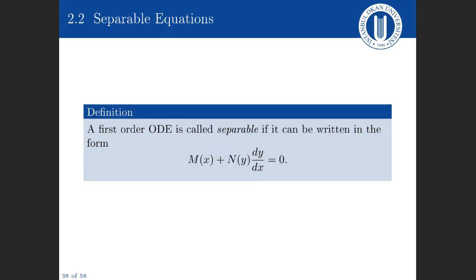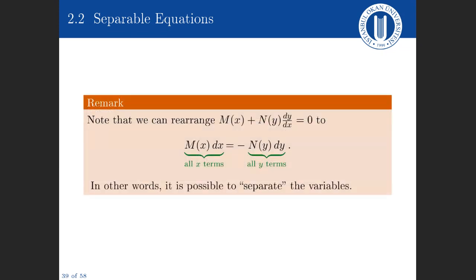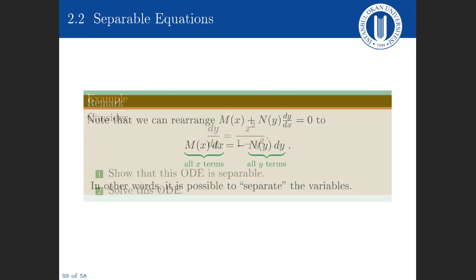This is a separable equation. The first order equation is called separable if we can rearrange it and write it in the form M(x) plus N(y) dy/dx equal to 0. If we can do this, then we can rearrange further to move all of the x terms to the left of the equal sign and all of the y terms to the right of the equal sign. In other words, it's possible to separate the variables. This is why it's called a separable equation.